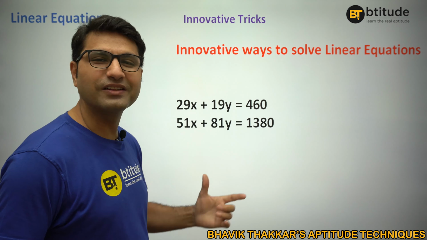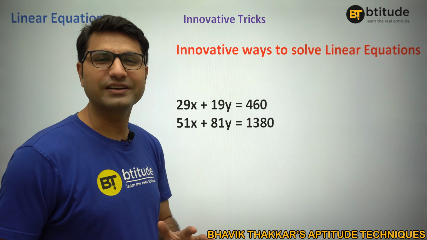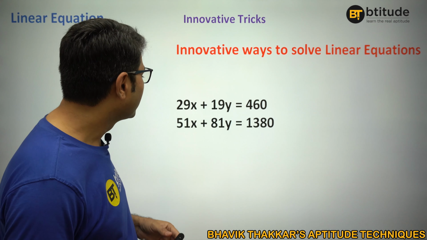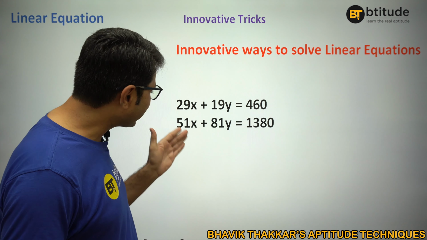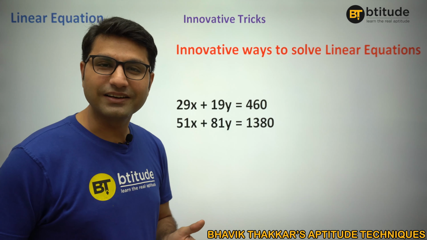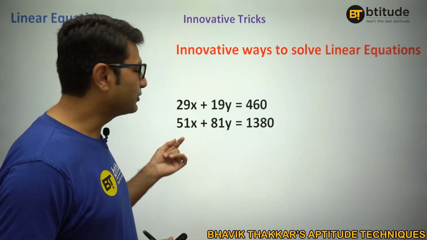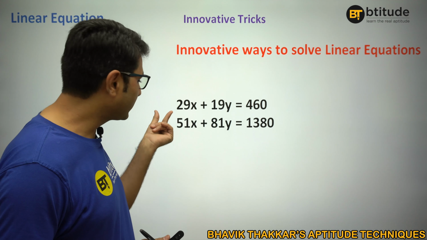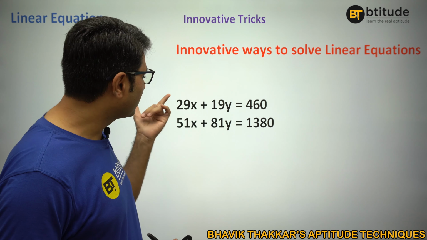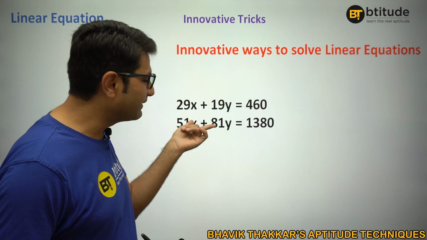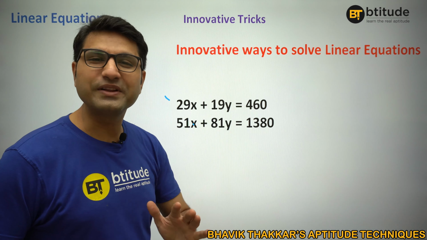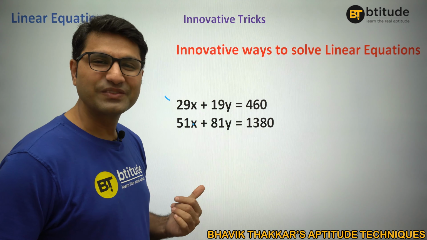If you are supposed to solve this particular equation, how will you solve it? Think about this. Now look, the traditional method says either you make x equal or y equal. Now it's going to be very lengthy, isn't it? Because if you want to make x equal, you will have to multiply the first equation by 51 and the second by 29. Or if you want to make y equal, then you will have to multiply the first equation by 81 and the second by 19. Fair enough? So it's not going to be that easy, as we can see, right?